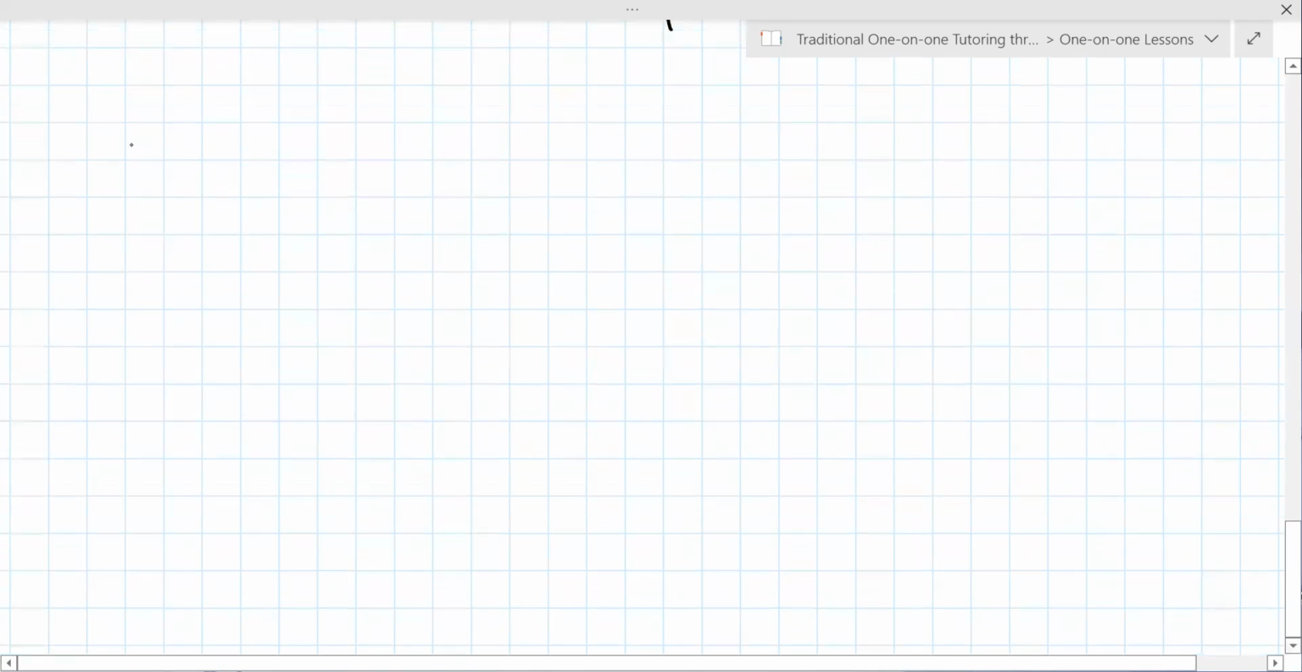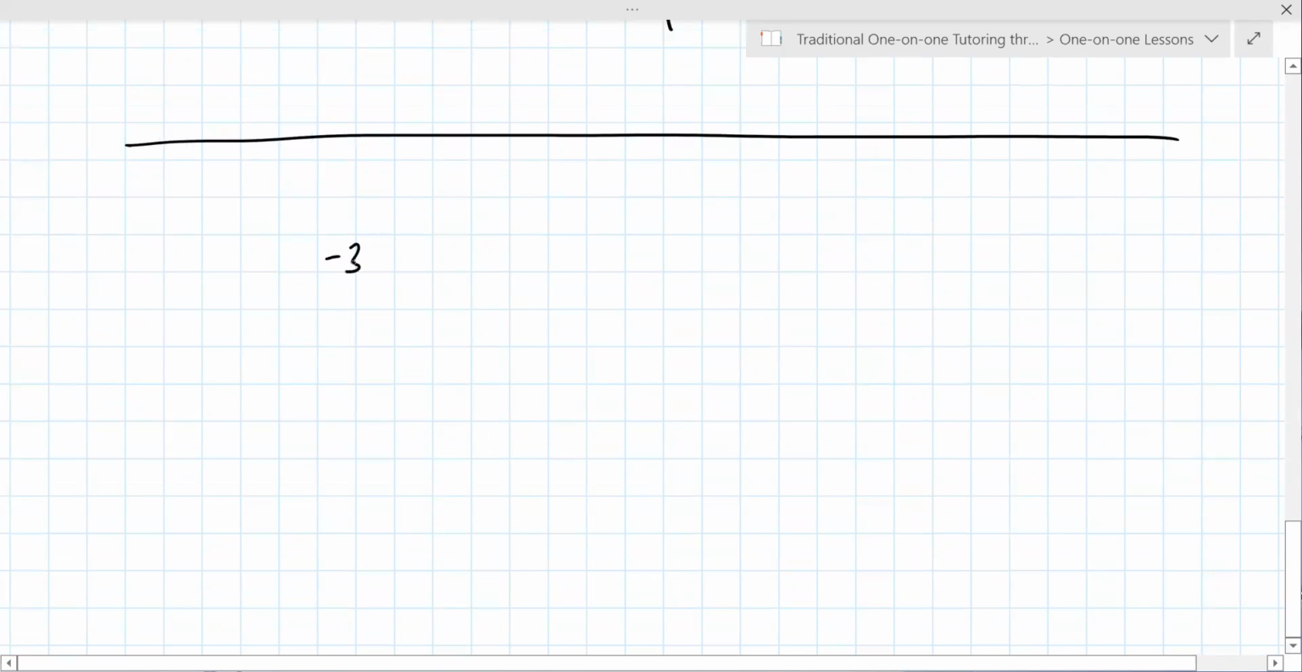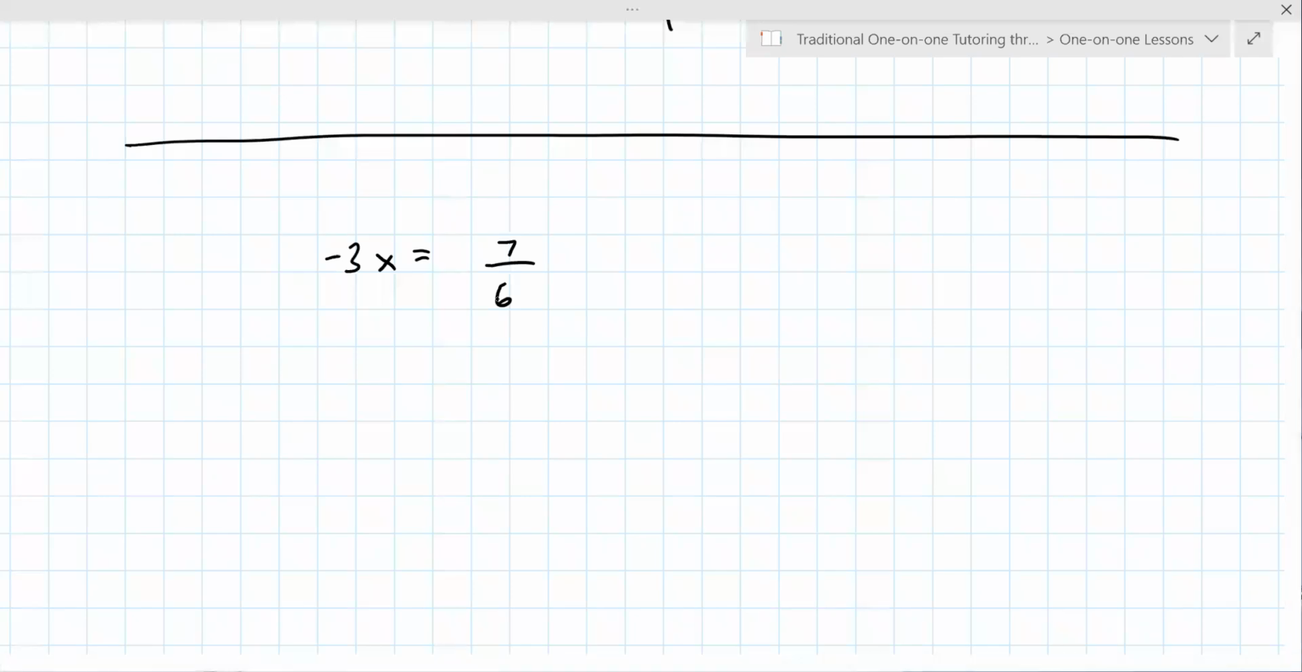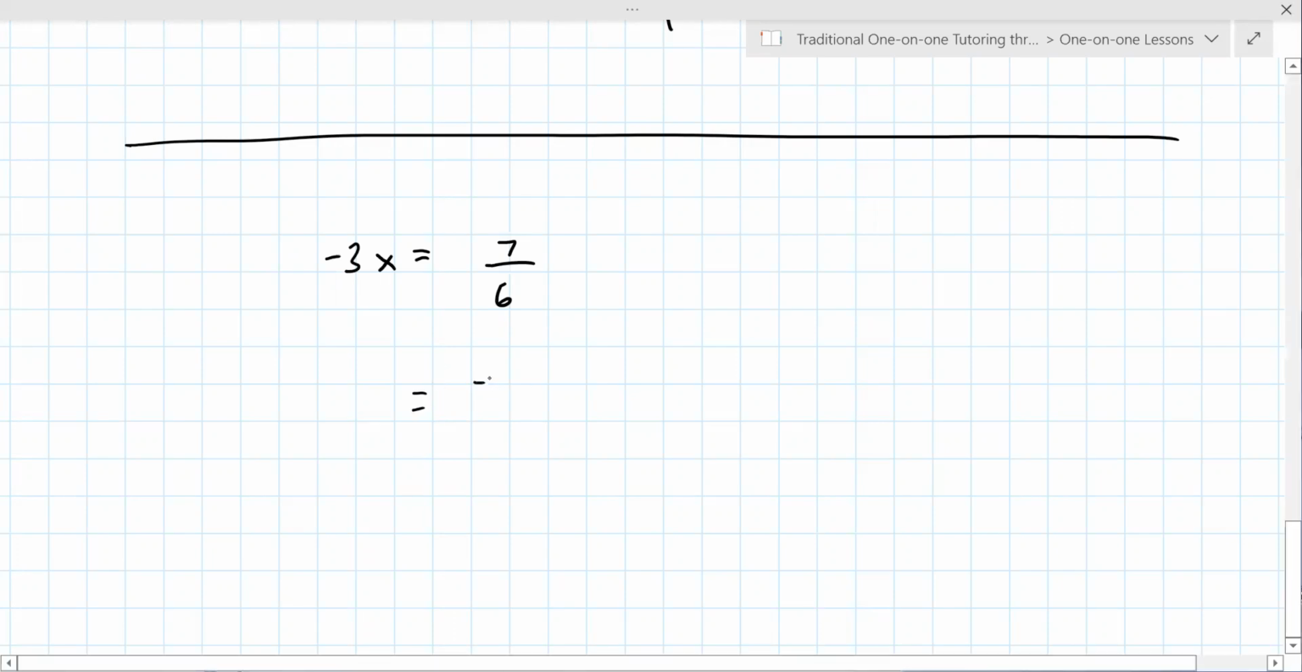So let's have you try one here. Let's have you try negative 3x equals 7/6. Go ahead and solve that for x, please. Negative 7/18. Yes, negative 7 over 18.